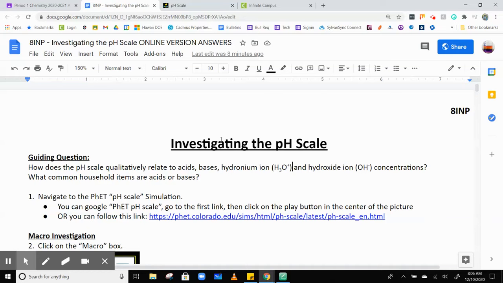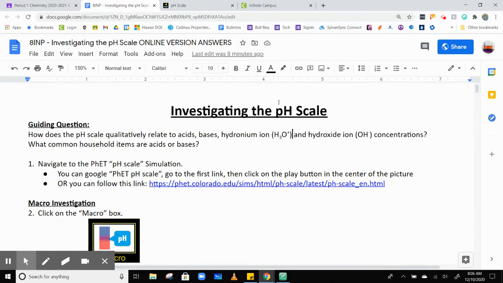Okay, so again, investigating the pH scale. I just wanted to point out a couple things. H3O plus, that's the same as H plus. We call this H3O plus. We call this the hydronium ion.